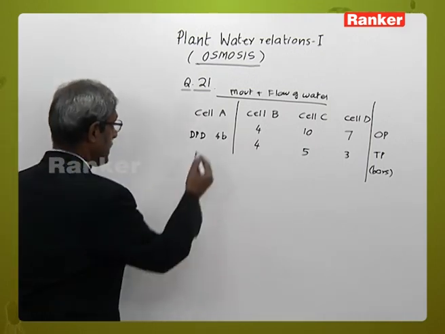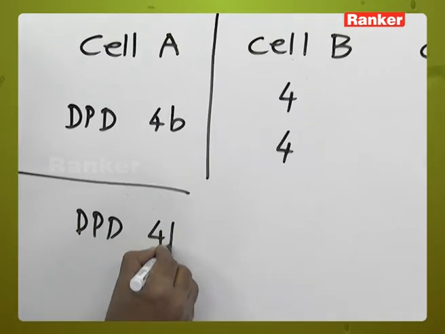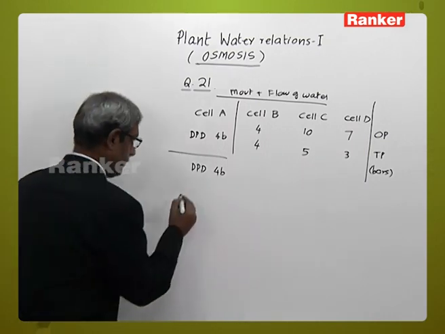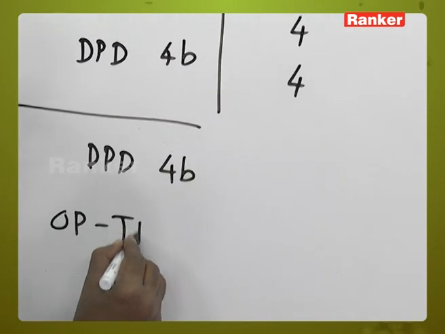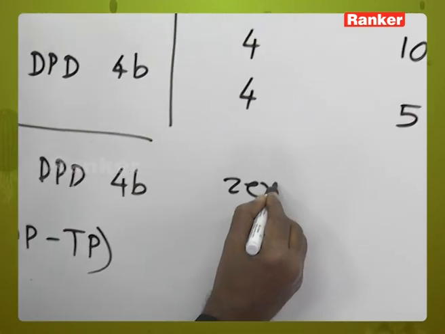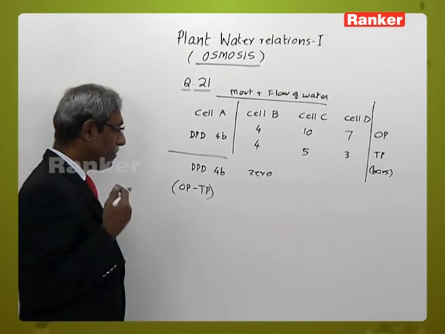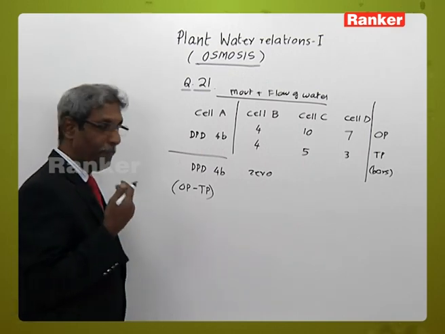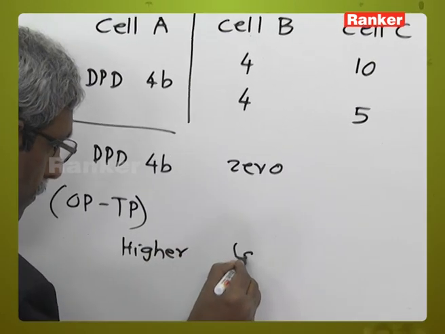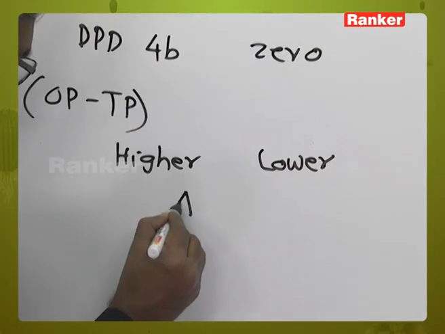We understand in this case the DPD value in cell A is 4 bars, and when you apply the principle of OP minus TP, OP minus TP for cell B is 0. Hence, always we understand the diffusion pressure deficit occurs from a region of lower DPD to higher DPD. Hence, part of the question for the answer is it moves from A to B.